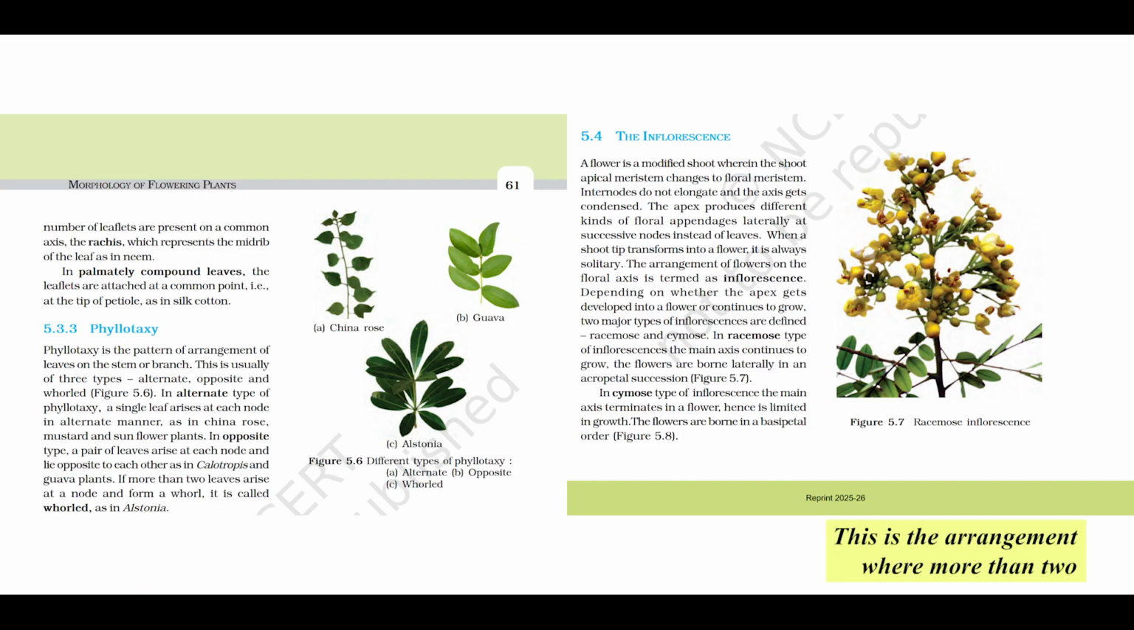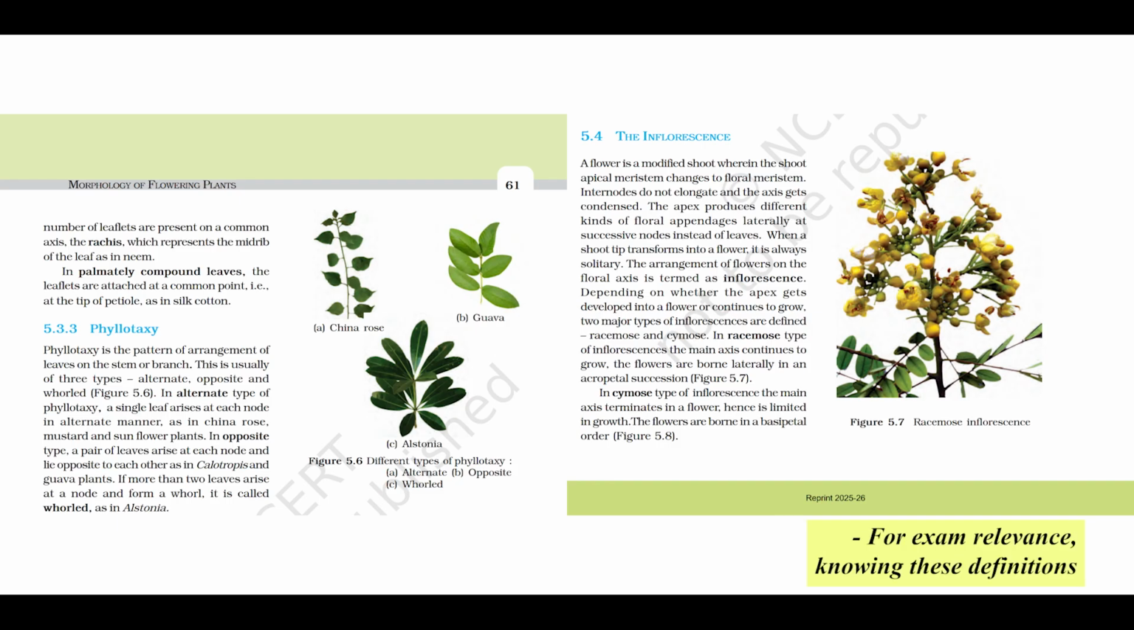This is the arrangement where more than two leaves arise at a single node and form a whorl, meaning they form a circle or ring around the stem at that point. This pattern is less common but very distinctive when you see it. A classic example is Alstonia, which is beautifully illustrated in Figure 5.6c, showing multiple leaves radiating from a single point on the stem. More than two leaves at a node in a circle, whorled.